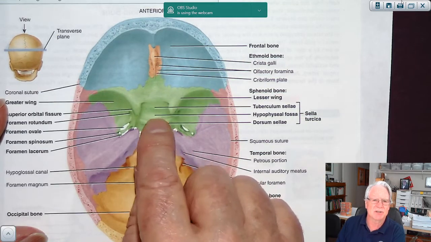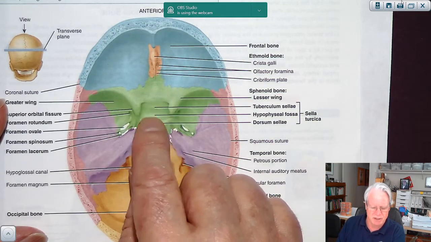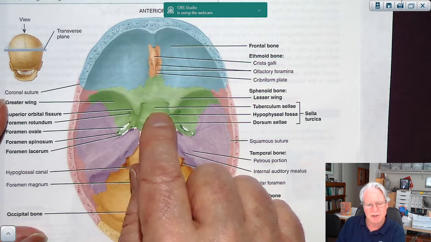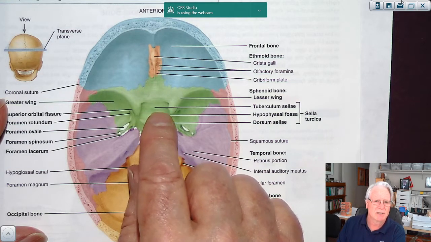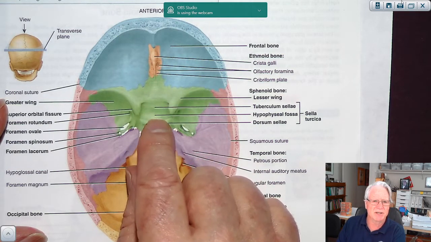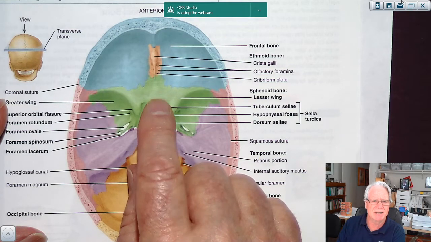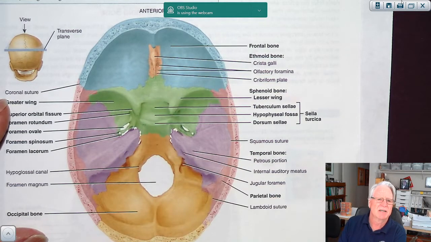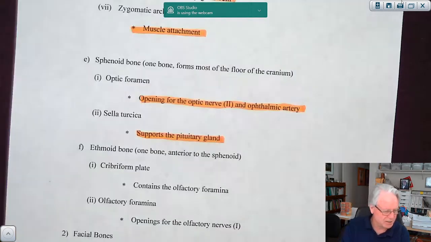And because this structure in the actual anatomy of the skull looks like a saddle, and it's right there in the center. And the pituitary gland sits right in that saddle. So it's right in the depression that's right there. So that's one view of that. Let's take another view of that.